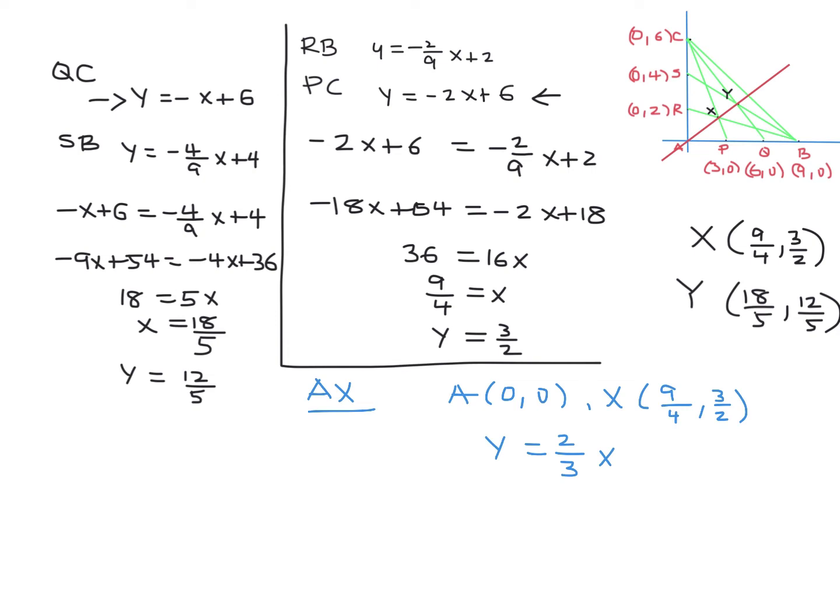Now, if this point Y is on this line, we're done with the question. Let's see. When x is equal to 18 over 5, what is y? Well, this looks to me like 36 over 15, which in lowest terms is 12 over 5, which is exactly what we have there. So that proves, and you can write it out in a sentence, that Y is on the line that joins A to X, and that proves part C.